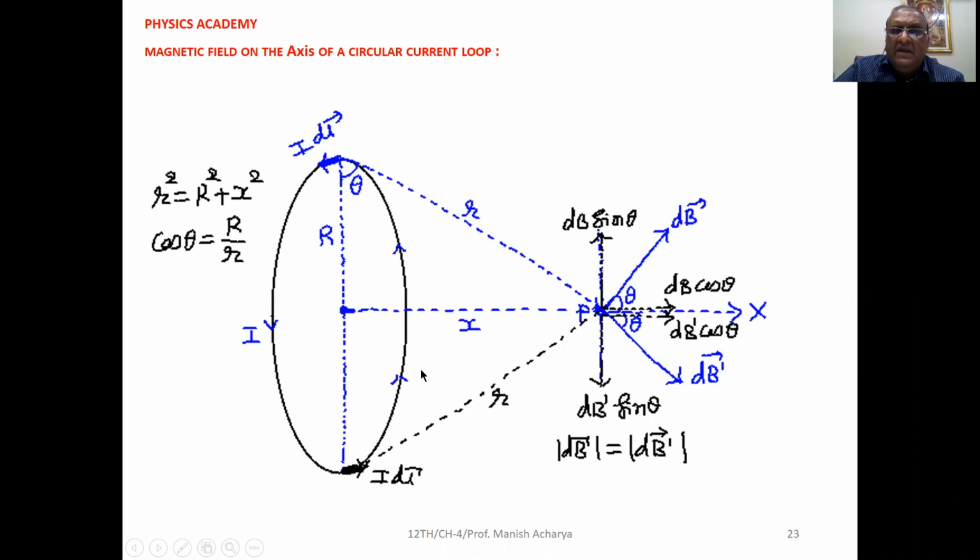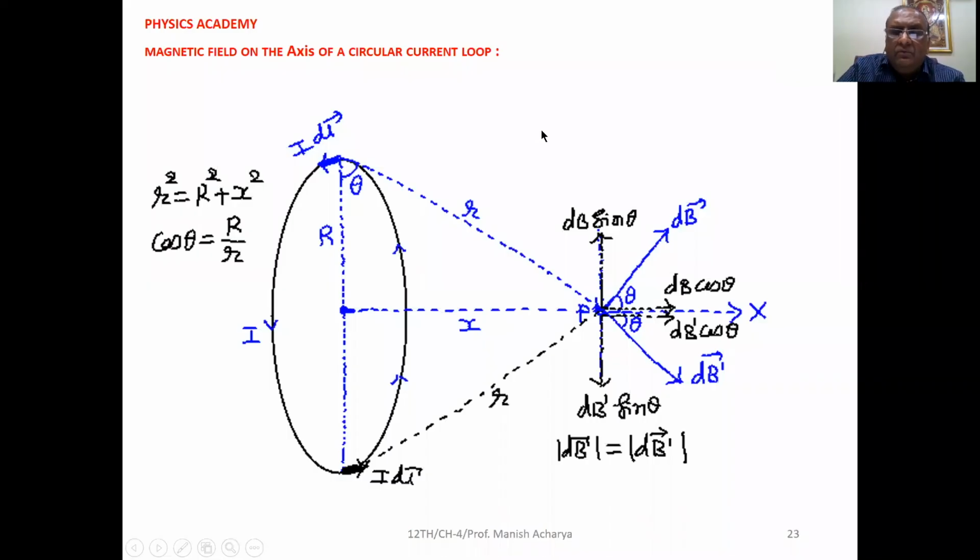coincides with the x-axis. And we want to find the magnetic field due to this current carrying loop at any point on the axis of that loop. Suppose here we consider the point P, which is at a distance x from the center of the loop, and there we want to find the magnetic field. Clear?